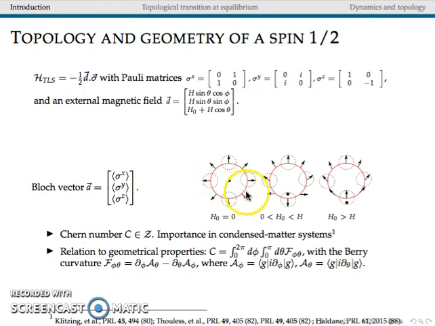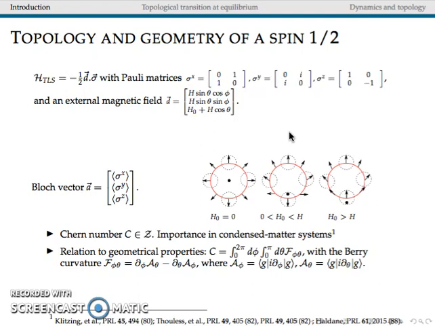The situation is similar as long as h0 is smaller than h. In that case, the Bloch vector is no longer perpendicular to the red line, but still the ground state Bloch vector winds once around the dotted circle when the magnetic field winds once along the red circle.